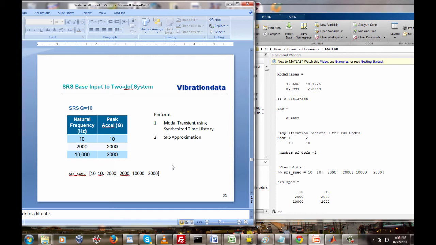So we have two different ways of doing this. We're going to do first a modal transient analysis. To do this, we need to synthesize a time history to satisfy this SRS, which actually I've already done, and that file is available on the blog. Then method 2, we're going to do the SRS approximation methods, and that will be the ABSUB method and the SRSS method.